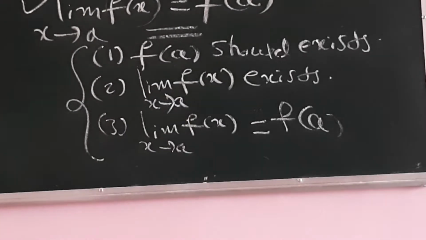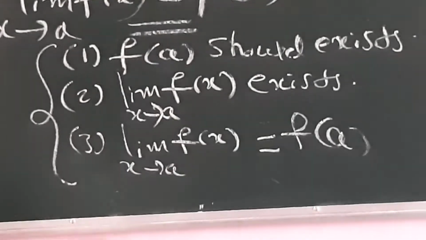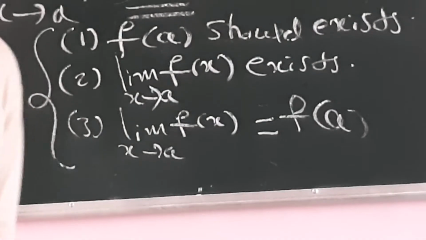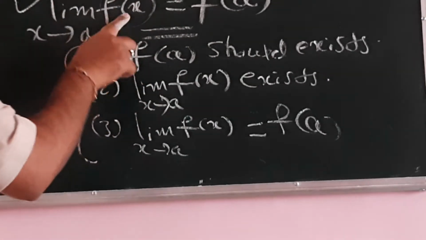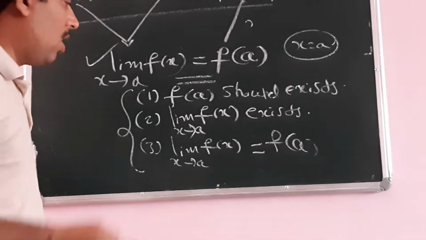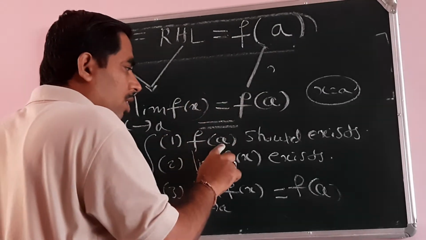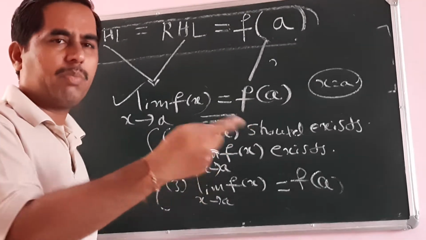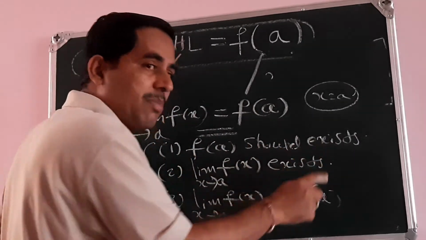So if these three conditions hold good, then we say that the function is continuous at the given point. We don't have to worry about all the points. We have to check whether the function is continuous at a given particular point. See, once again I am repeating here. If the function is given and one point x is equal to a is given, then first of all, the value of the function at the given point. So what is the value of the function at the given point? f of a or f of c, whatever point you consider. I have considered a, so that's why I have written f of a. So f of a should exist, that means it should be finite.